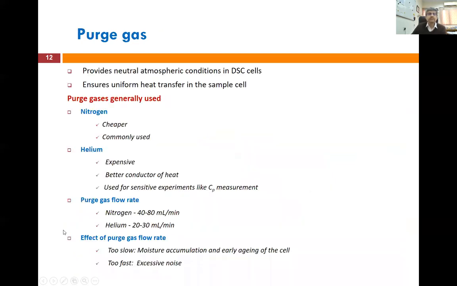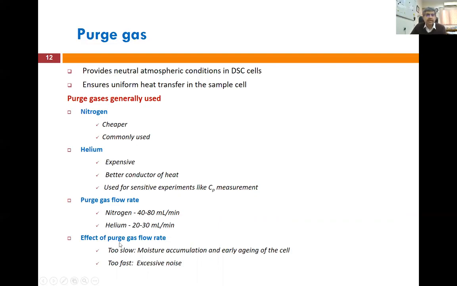While the hermetically sealed pans are perfectly closed systems, and they are used to observe effect of sorbed solvents on the thermal events. In the DSC, there is a continuous purging of a gas to maintain neutral atmospheric conditions in the DSC and to ensure uniform heat transfer in the sample cell. The most common gases that are used are nitrogen and helium, and the purge gas flow rate for nitrogen is 40 to 80 milliliters per minute, and for helium it is 20 to 30 milliliters per minute.